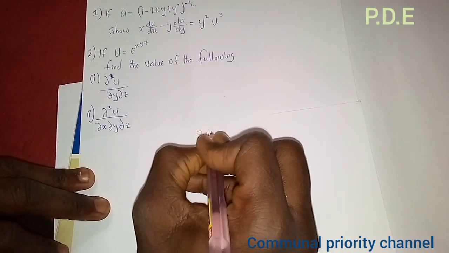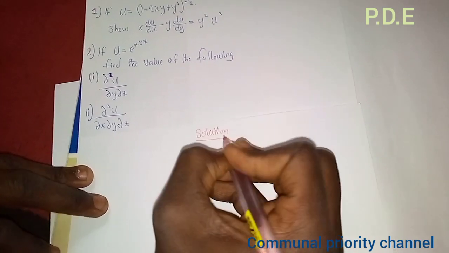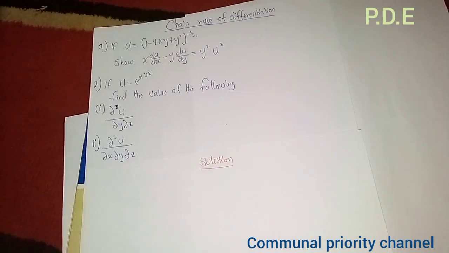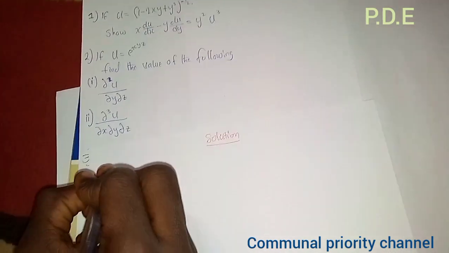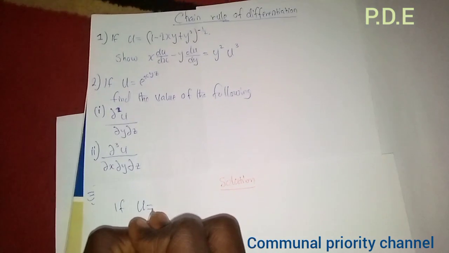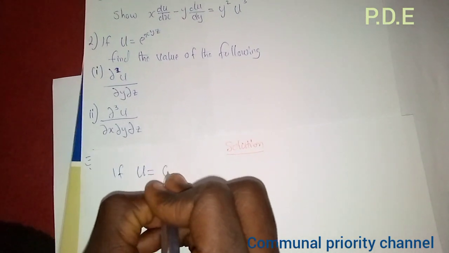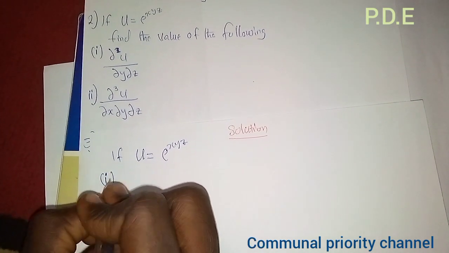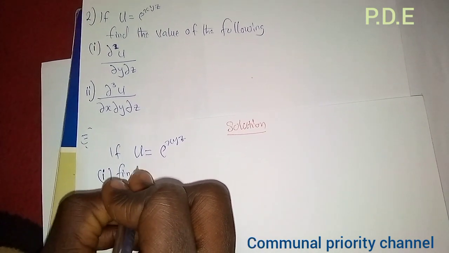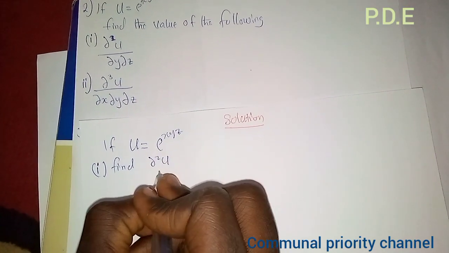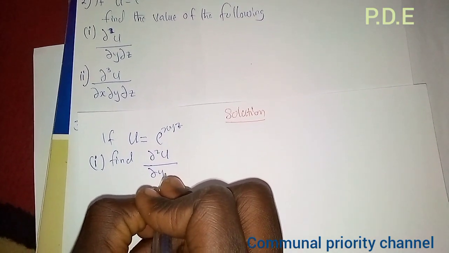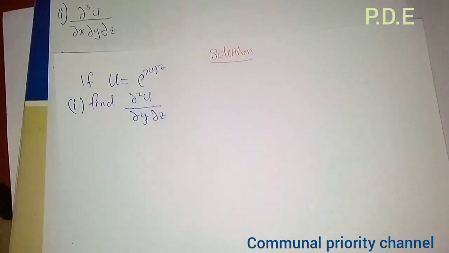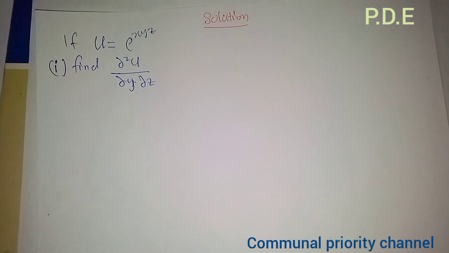Solution. The question said, if u is equal to exponential xyz, Roman number 1, find del square u all over del y del z. Okay, this is also very simple and direct if we pay attention.